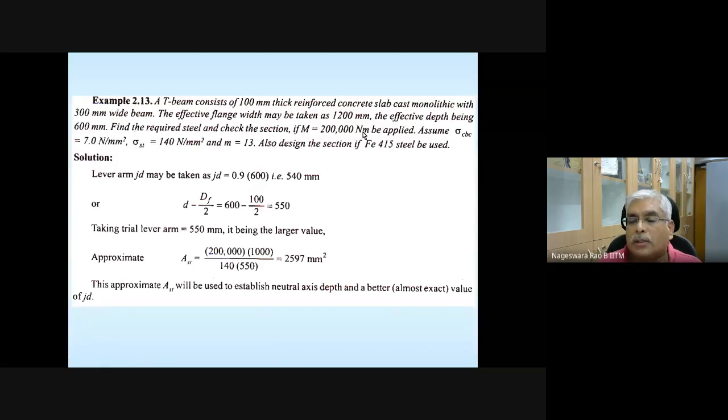So 200,000 multiplied by 1000, because we want to convert meters into millimeters, divided by, we need to find the area of steel, divided by the permissible stress in steel, multiplied by the lever arm distance. So the permissible stress in steel for Fe250 is 140. So this is the approximate value.